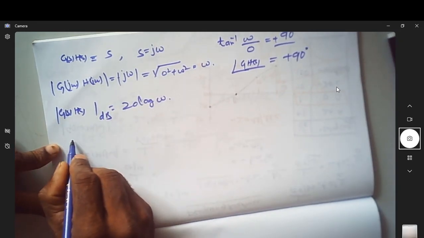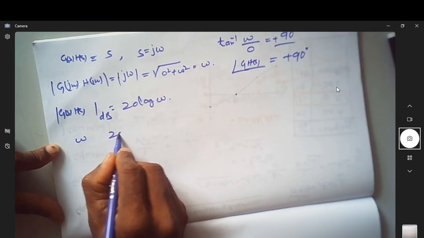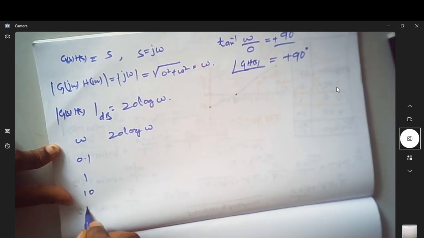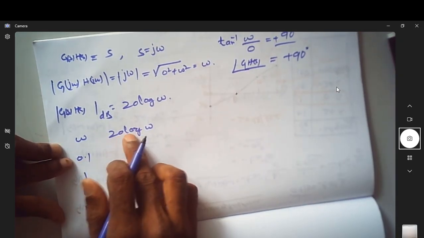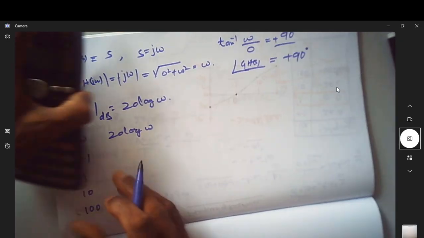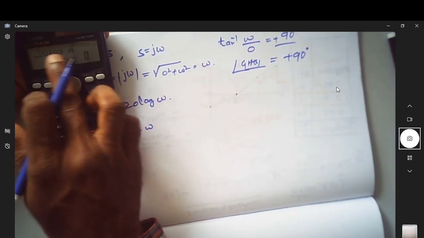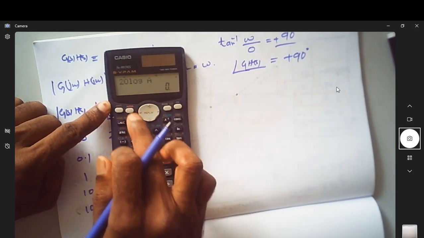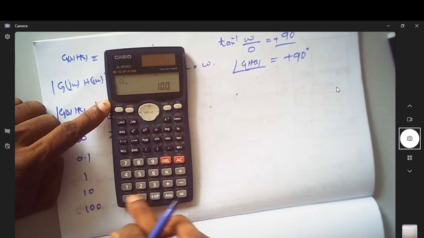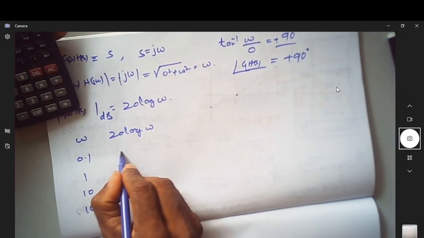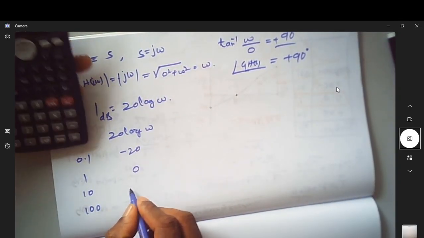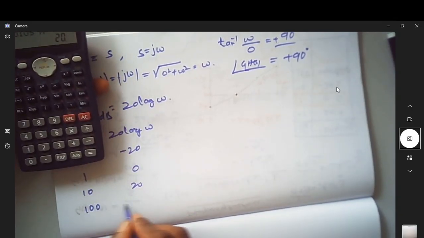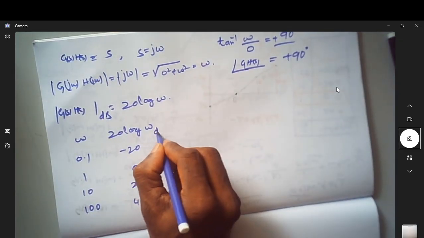Again, let us give different values of omega and the magnitude, which is 20 log of omega. Give it as 0.1, 1, 10, 100. Maybe you can just give the value. It is the same value as before, but instead of minus, let me just take out that minus. It's 20 log of omega. So next, calculate for 0.1. You can see now it is minus 20. For 1 it is 0 dB. If you just do it for 10, it's actually plus 20 dB. For 100 it will be 40 dB. So these are all in dBs.